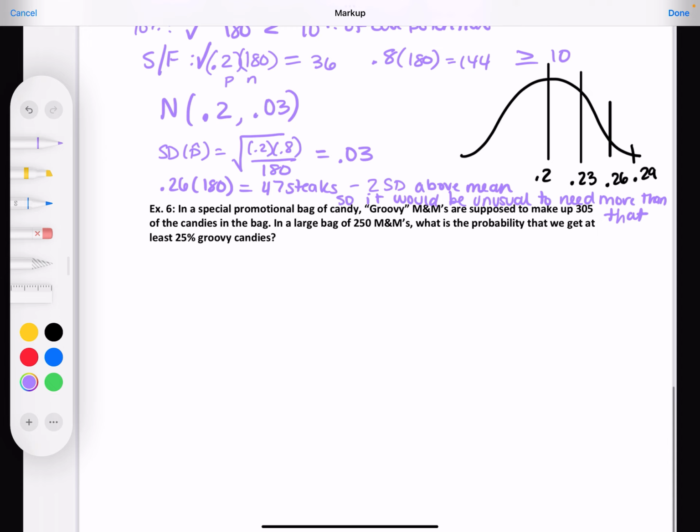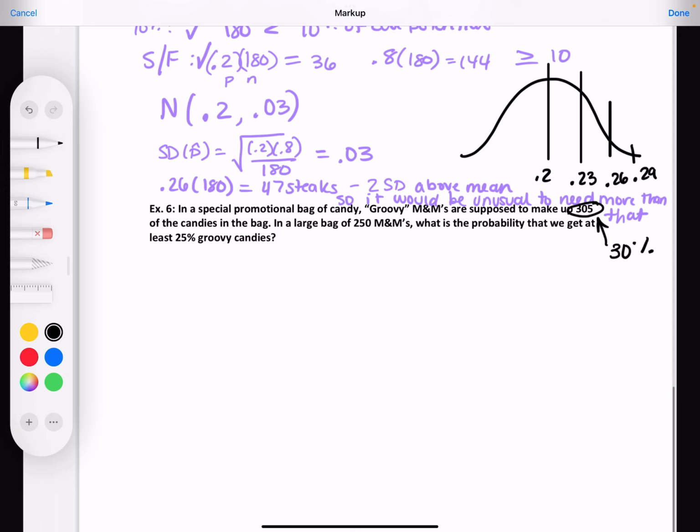All right, there's a typo in this problem. This number over here is supposed to be 30%. In a special promotional bag of groovy M&Ms, groovy M&Ms are supposed to make up 30% of the candies in the bag. In a large bag of 250 M&Ms, what is the probability that we get at least 25% groovy candies?